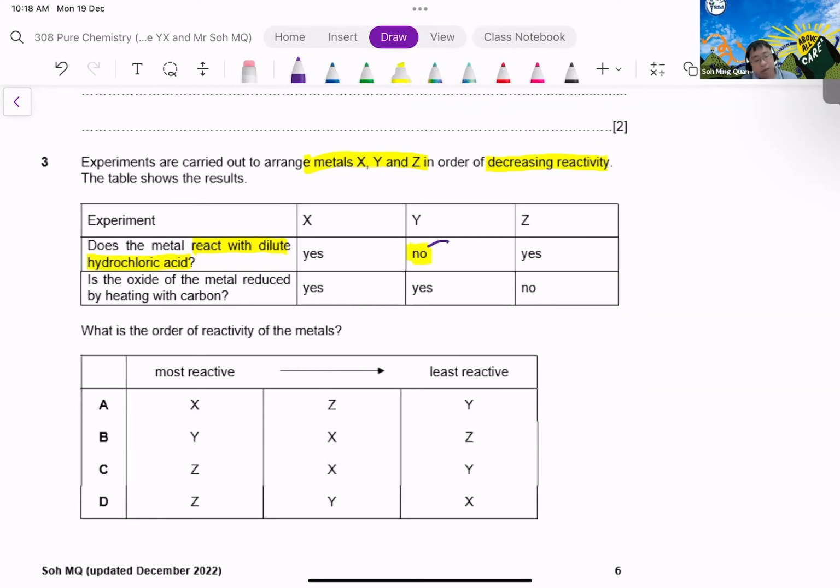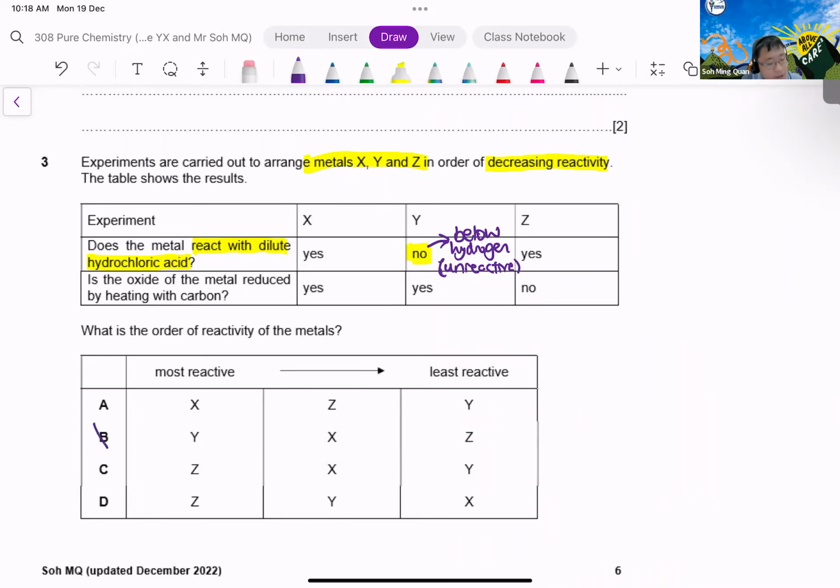How do we know that? Because if it doesn't react with acid, it means it's below hydrogen. Metals below hydrogen do not react with acids. Therefore, if it's below, that means it's unreactive. That means of the 3 metals, X, Y, and Z, Y must be the least reactive. So based on the 4 options, least reactive must be Y.